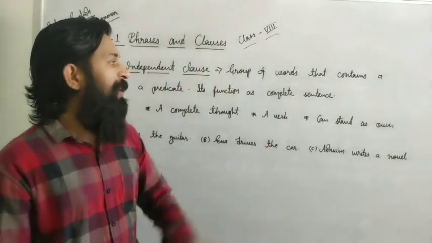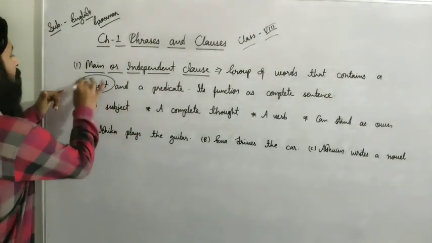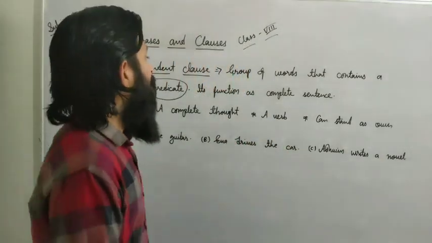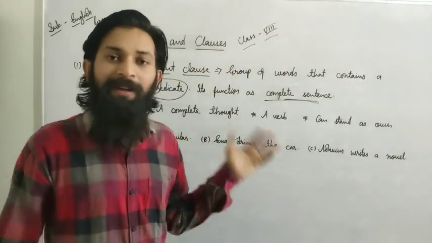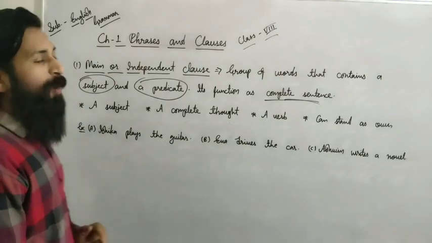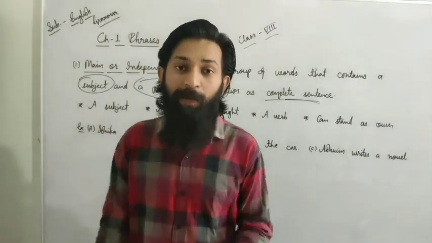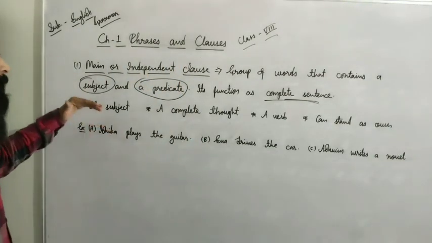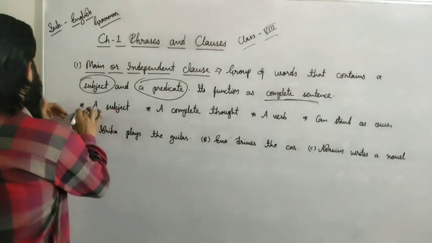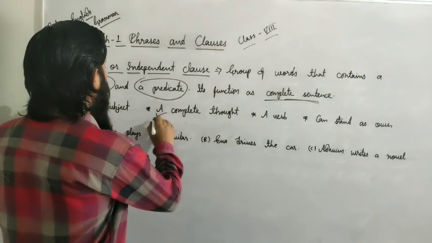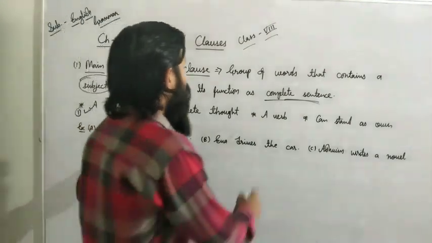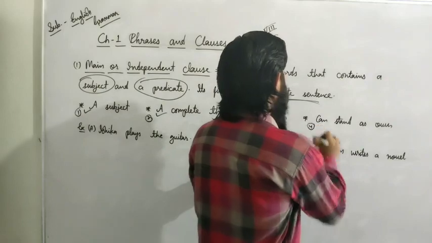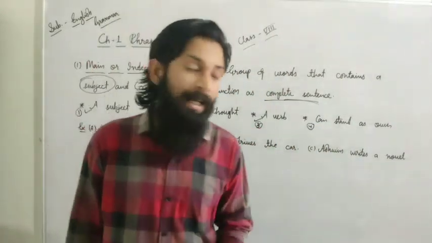It is a group of words that contains a subject and a predicate, meaning in the predicate a finite verb may be there, and it functions as a complete sentence. But if we talk about the quality of the main or independent clause, we have to keep four important things in mind. It consists of a subject, that is number one. It consists of a complete thought, number two. Number three, it has its own verb. Number four, it can stand on its own, not dependent on any other sentence.